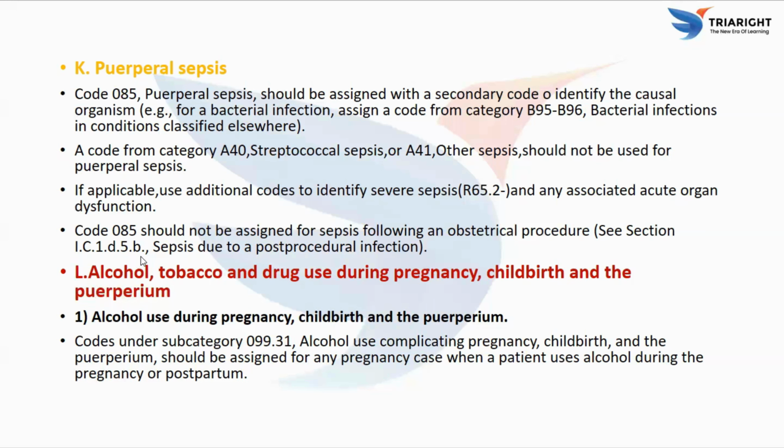So the next guideline is about alcohol, tobacco, and drug use during pregnancy, childbirth, and the puerperium. This category deals with the mother using alcohol, tobacco, or drugs at any time during the pregnancy, delivery, and postpartum period up to 6 weeks after the delivery. What is the first rule? Alcohol use during the pregnancy, childbirth, or puerperium. You have to use a code from the O99.31 subcategory. This code is used whenever a pregnant or postpartum patient uses alcohol, even if there are no symptoms.